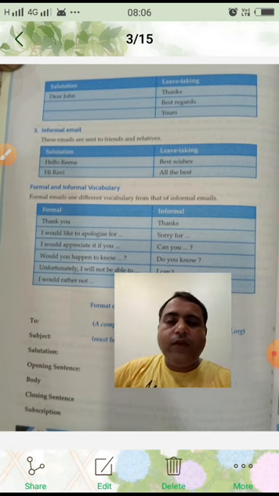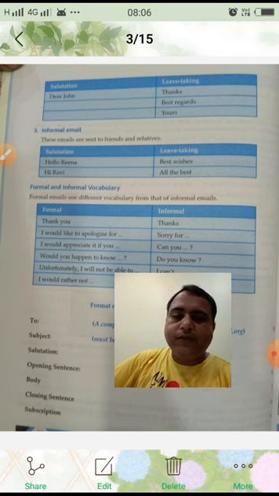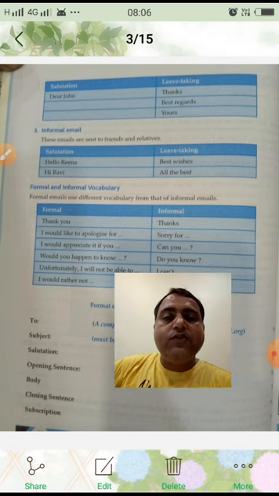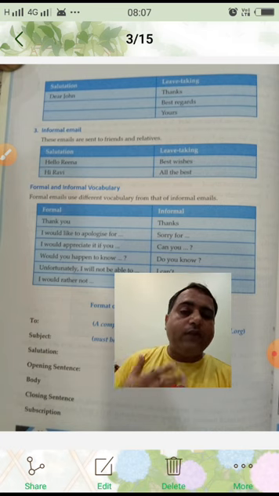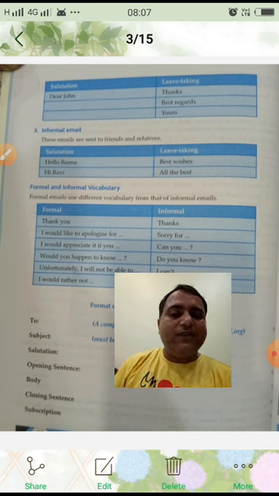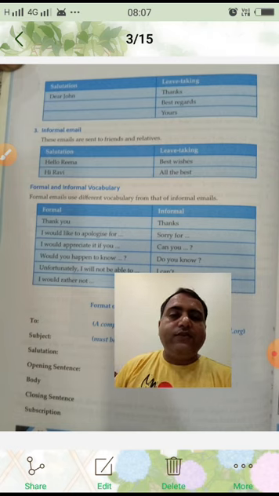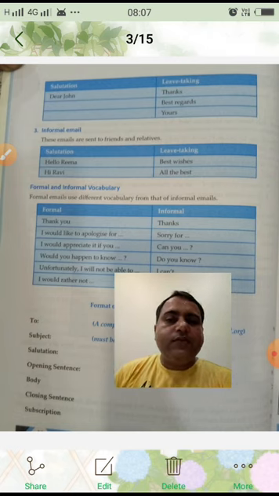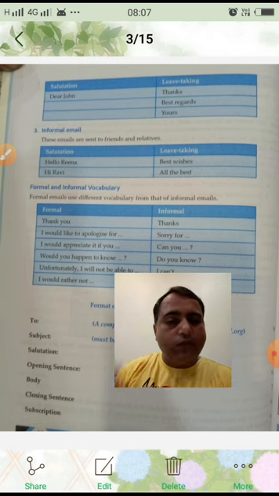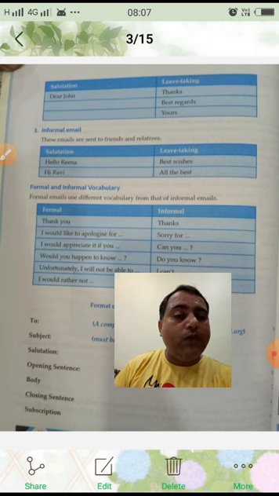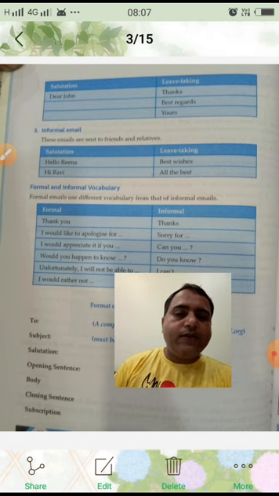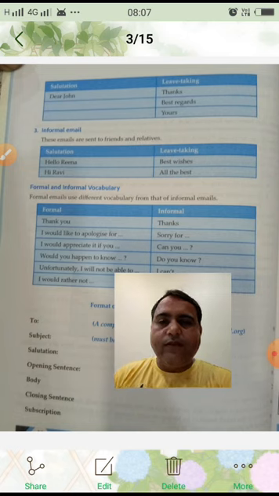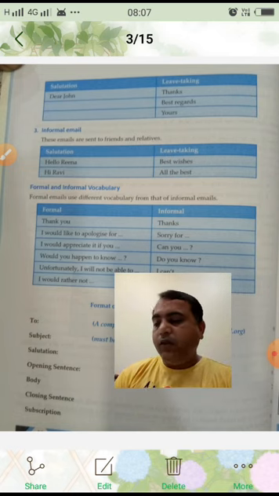Then the third type of email we have to learn is informal emails. Informal emails are written to the people whom we know well, that is, to our friends or relatives or very close acquaintances. In the salutation part you can write "Hello" and the name of that person, because you are well familiar with him, or "Hi." And in leave taking you have to write "Best wishes" or "All the best," such kinds of phrases. Then formal and informal vocabulary.